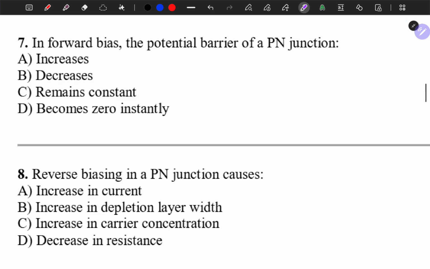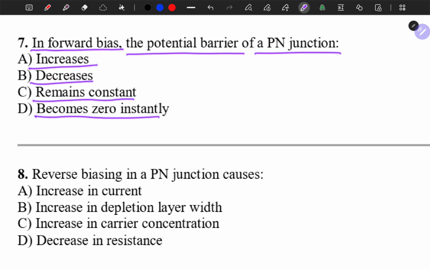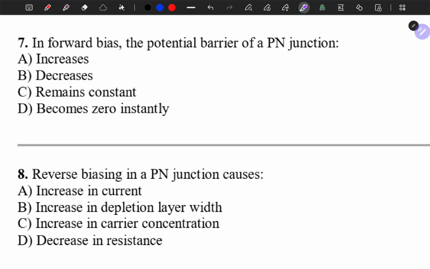In question 7, in forward bias, the potential barrier of a PN junction increases, decreases, remains constant, or becomes 0 instantly. So in forward bias, the potential barrier decreases, okay?